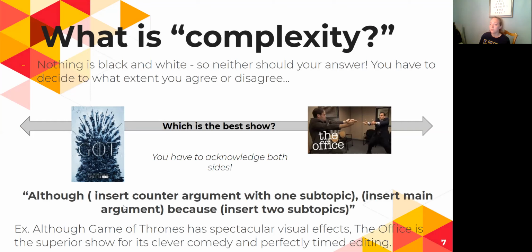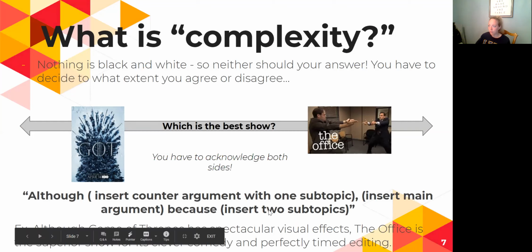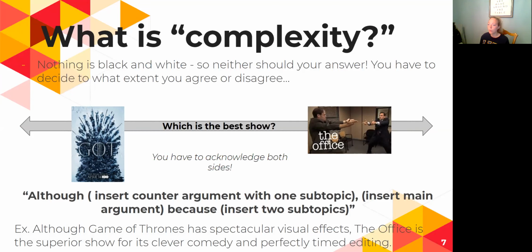So in bold right here, I have my formula, and down here is my example. Although Game of Thrones has spectacular visual effects, that's my counter argument, you know, that show is also good, The Office is the superior show, so I'm taking a stand, for its clever comedy and perfectly timed editing. Very specific reasons.